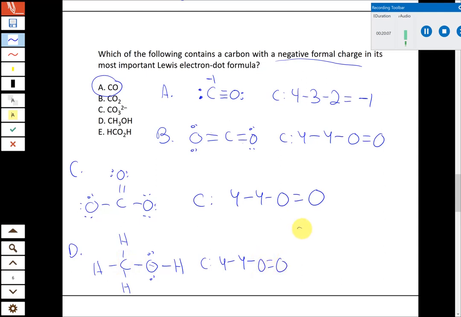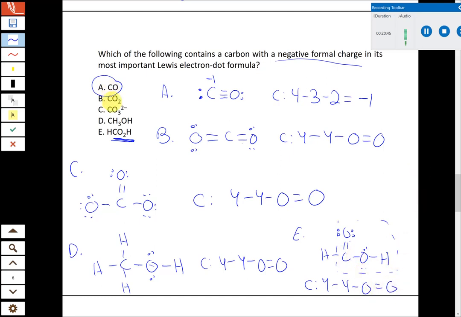And then finally, choice E, which is HCO2H. This is a bit of a weird one. It's going to be HC, and then whenever you see CO2H, which is a common part of an acid, it's going to be this thing here: C with a double bond to an oxygen, and then a single bond to an OH. But at any rate, the formal charge of carbon on this one is going to be 4 valence electrons, 1, 2, 3, 4 bonds. I should keep the lone pairs on oxygen to be complete. But 4 bonds on carbon, and then no lone pairs on carbon, so it's going to be 0.